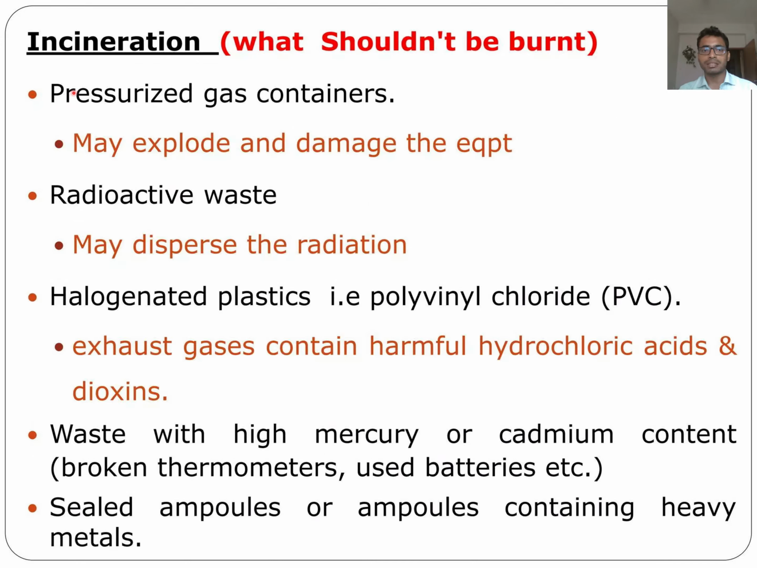And what should not be burnt? Pressurized gas containers, because they may explode. Then radioactive waste, because it may disperse the radiation. Then halogenated plastic like PVC, which can exhaust gases containing harmful hydrochloric acid and dioxin. Then waste with high mercury or cadmium content, like broken thermometers, used batteries, etc. Then sealed ampoules and ampoules containing heavy metals.